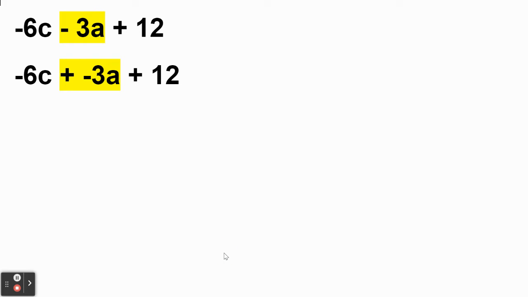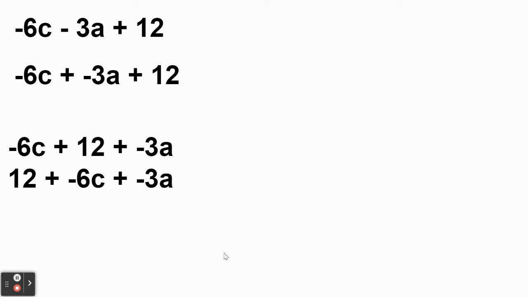So all I did with this is, I have negative 6c as the first term, negative 3a as the second term, and positive 12 as the third term. I'm just going to swap them around. To start, I'm going to keep the negative 6c, and swap negative 3a and 12. Boom, right? Now let me put 12 first, then negative 6c, then negative 3a. Then I'm going to swap those around. Keep 12 first, and then swap negative 6c and negative 3a. And I get 12 plus negative 3a plus negative 6c.